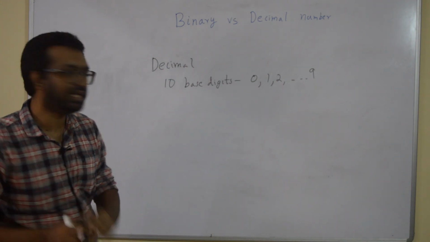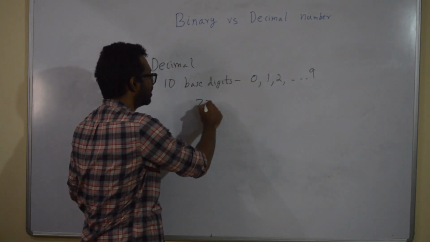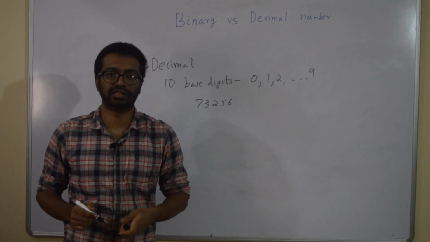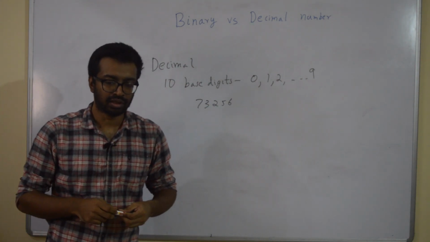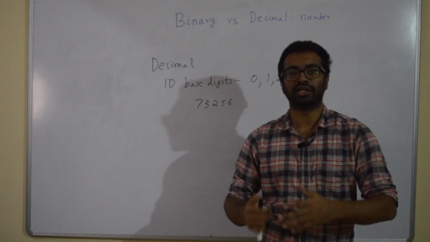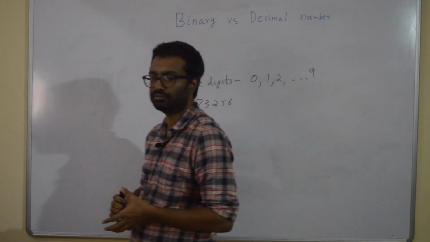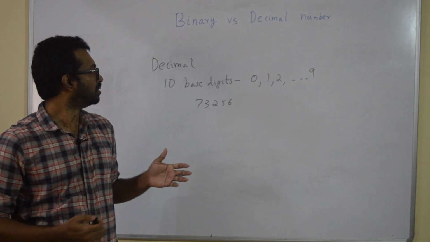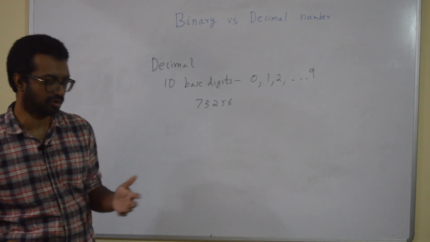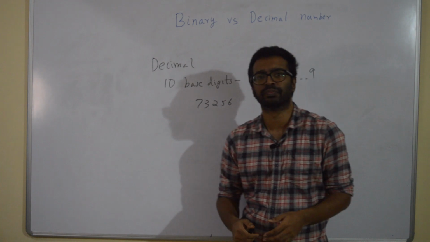And a number is basically a sequence of these base digits. So we can have 7, 3, 2, 5, 6, right? Any arbitrary sequence of these digits forms a number. So this is the decimal number system. It's familiar to us, but it's not that everywhere in the world this was the number system used. This way to represent numbers was developed in India long back, so it's called the Indian number system or the Hindu number system.